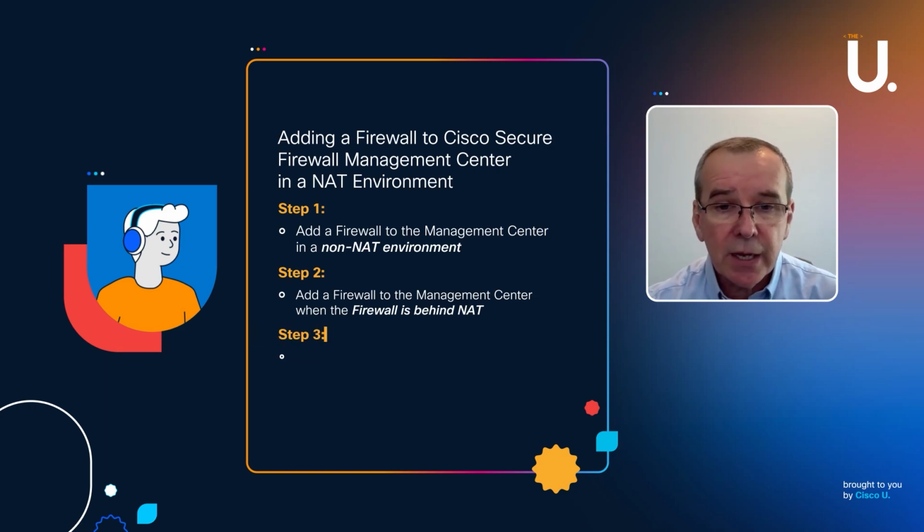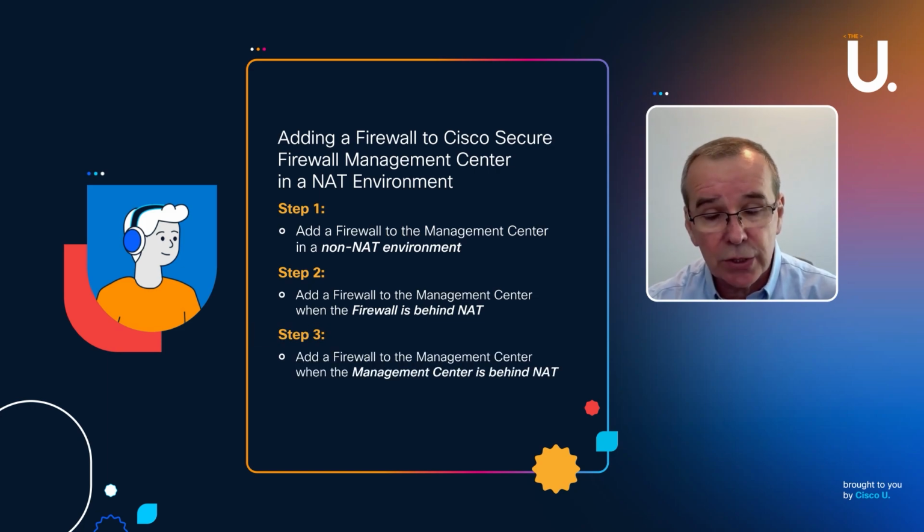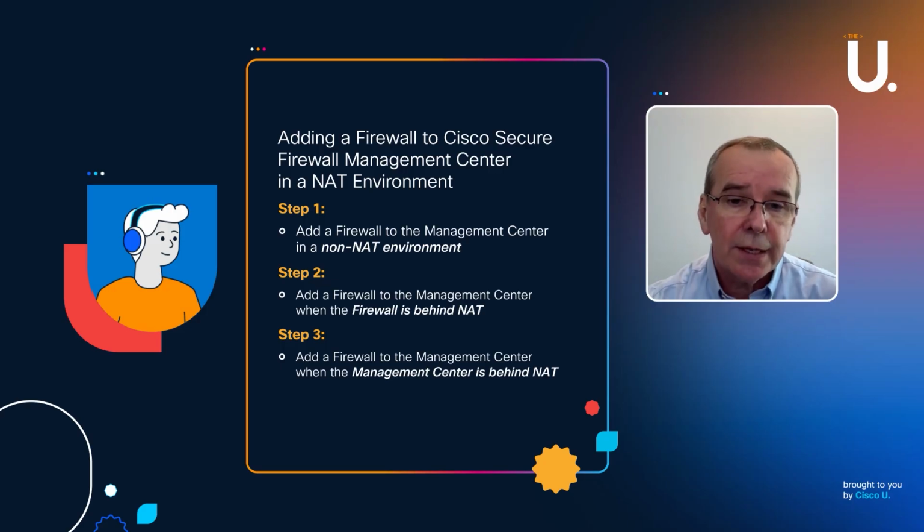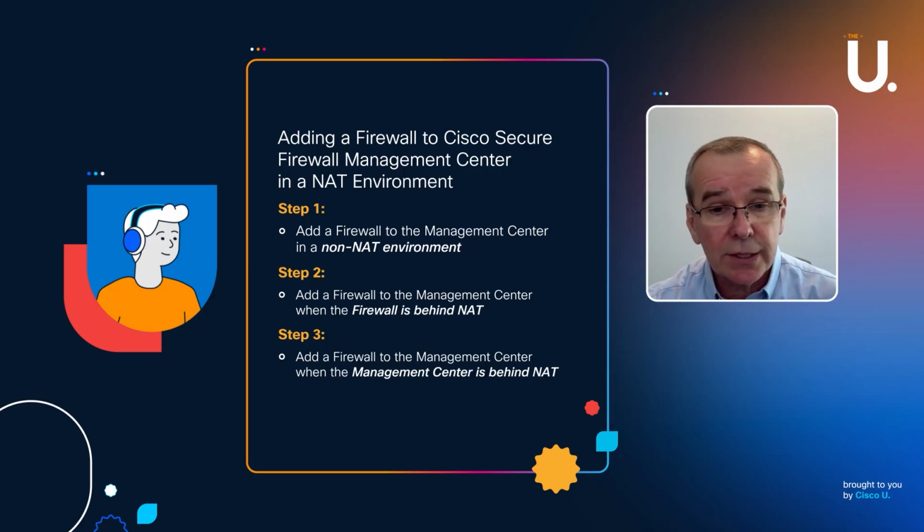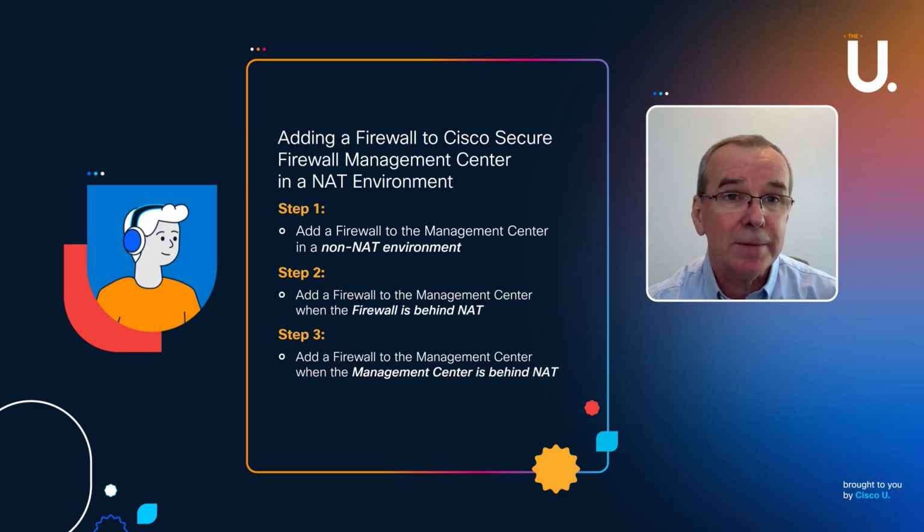Then in step 3, after another brief reconfiguration, which I will do briefly and then show you proof that that has been done, we're going to go through the registration process one last time, but this time where the management center is behind NAT. So the management center will be able to communicate with the firewall, but the firewall doesn't know the address of the management center because that's being NATed. Okay, so let's get going.